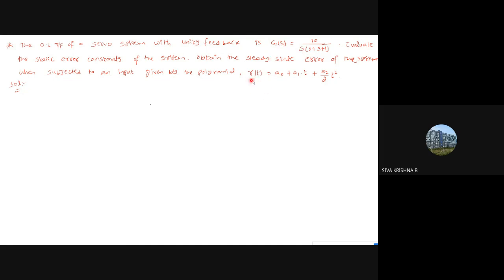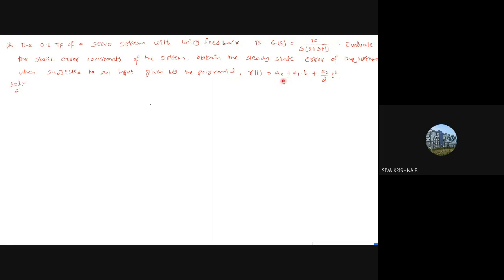r(t) itself is the input, and it has a summation because they are saying polynomial, it may extend to some nth degree, right? So a0 is one input, a1 into t is one input, and a2 by 2 into t square is one more input. So combinedly you will have 3 inputs.